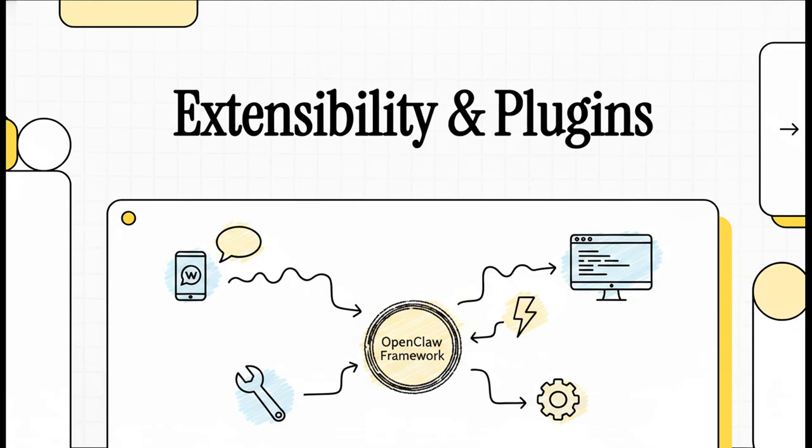Hey everyone, welcome back. In today's explainer, we're going to explore the incredibly adaptable architecture of OpenClaw. If you've ever wondered how modern AI agents seamlessly connect to everything from WhatsApp to your local terminal commands, well, that's exactly what we're unpacking today. We're going straight to the core of the framework to look at its extensibility and the plugin system.